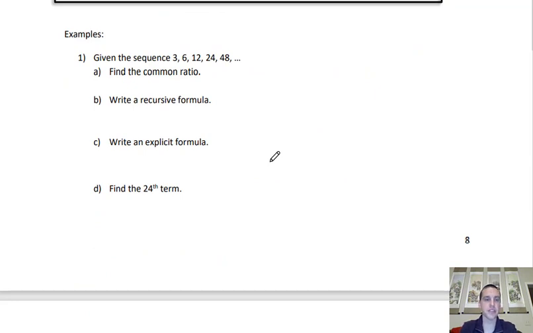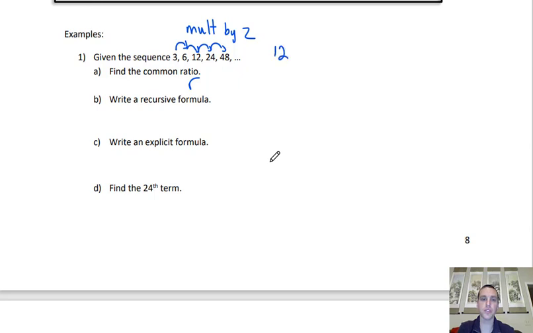Find the common ratio, write a recursive, explicit, and then find the 24th term. So again, how do you go from 3 to 6, 6 to 12, 12 to 24, and 24 to 48? Well, hopefully you can all see that we multiply by 2. So what's the common ratio? 2. Now another way of finding this is you take whatever two terms you want, but they have to be successive terms. So if we choose 12 and 6, 12 divided by 6 gives you 2. So that's another way of finding it. You can always take two successive terms and divide.